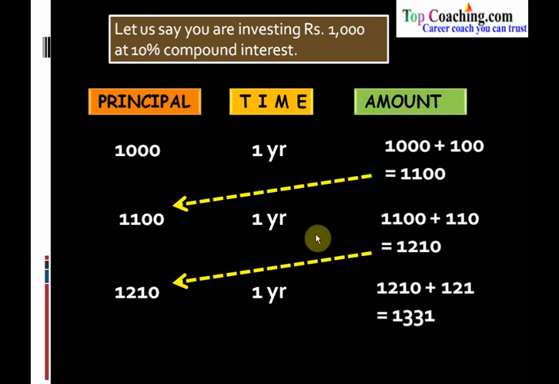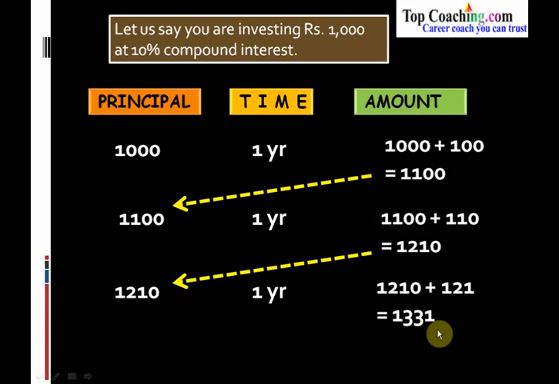After every cycle of 1 year, the principal changes. The amount at the end of the first year becomes the principal for the calculation for the second year. Similarly, the amount at the end of the second year becomes the principal for the third year, and this cycle goes on. So the principal does not remain constant, it changes with every annual cycle. But in the case of simple interest, the principal remains the same. So here you see that after 3 years, the amount becomes 1331.